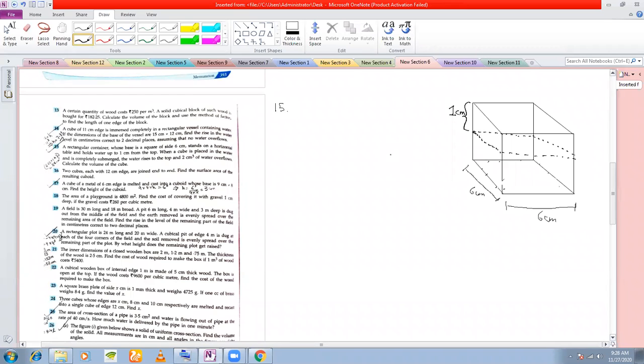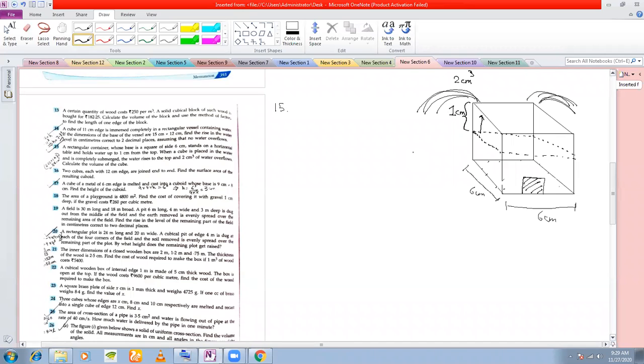When a cube is placed in water and is completely submerged, let us say a cube is placed here in water and is completely submerged. What happens? This water rises to a certain level, and certain water overflows also out of this. This is 2 centimeter cube of water overflows. The total water that overflows is 2 centimeter cube. So water level rises also and it overflows also. The question is, calculate the volume of the cube.